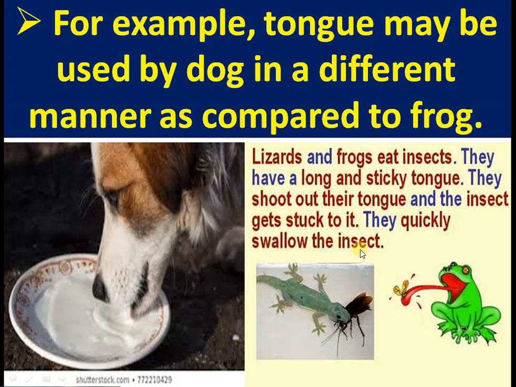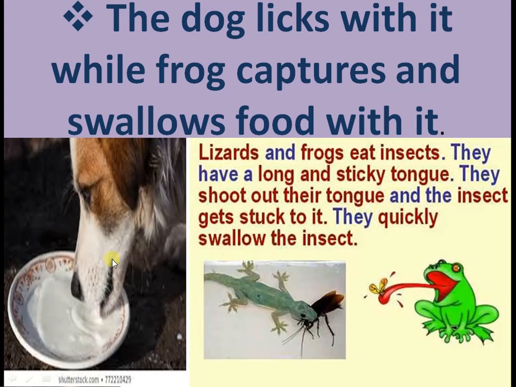For example, tongue may be used by dog in a different manner as compared to frog and lizard. Lizards and frogs eat insects. They have a long and sticky tongue. They shoot out their tongue and the insect gets stuck to it. They quickly swallow the insect. The dog licks with it while frog captures and swallows food with it.